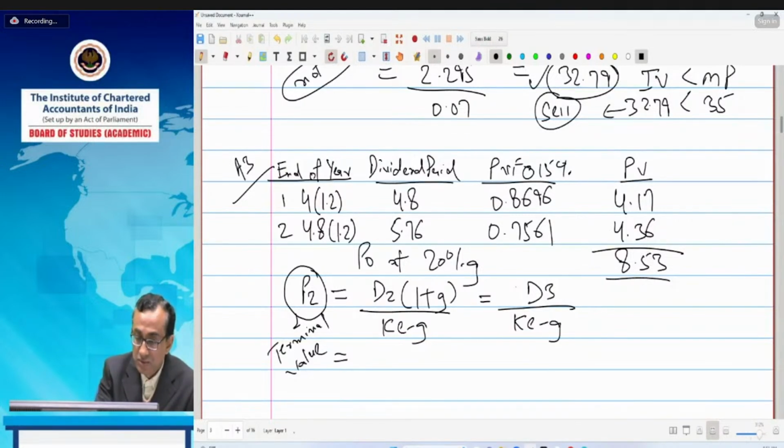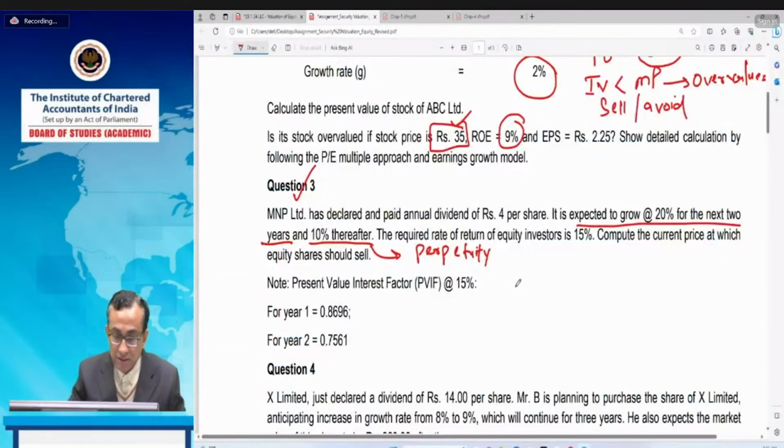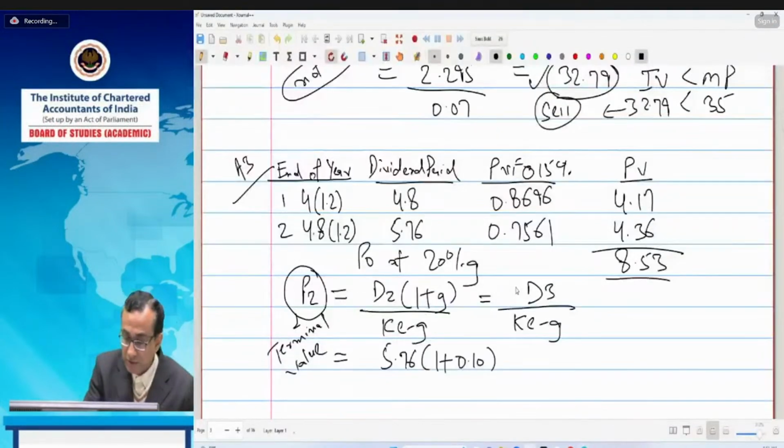Dividend of the second year, D2, we have already calculated 4.8. Pardon, it is 5.76. So 5.76 multiplied by 1 plus 0.10. So now the growth rate is 10%. Then divided by K minus G, that is, the discount rate is 0.15 minus G 0.10. Let us calculate this.